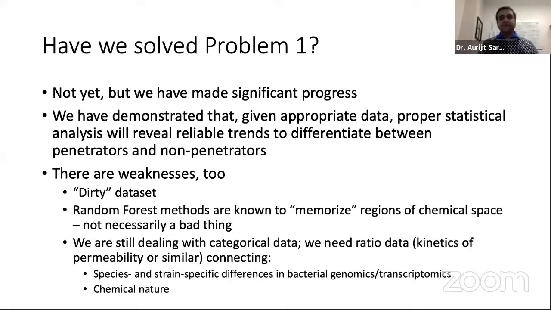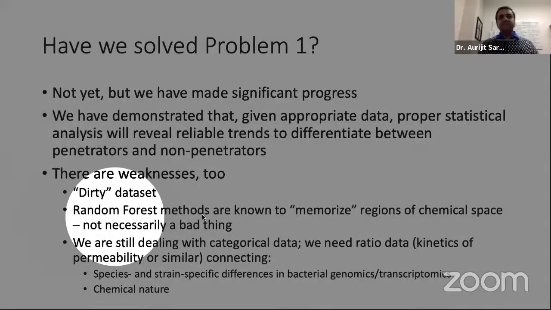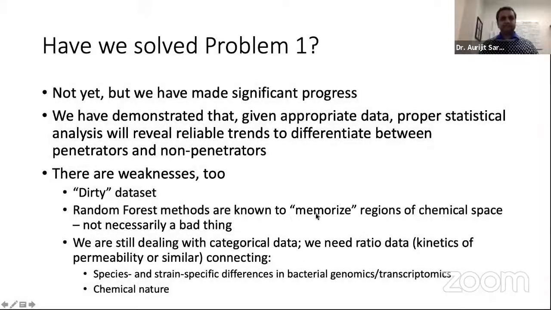We know for a fact that the random forest models are memorizing a little bit. It's taking this data point and saying, okay, it seems like it's a penetrator. So if this data point is right next to this one, this has got to be a penetrator as well. It's more of memory than really a mathematical model, if that makes sense. But that's not necessarily a bad thing. I mean, it's at least giving us reliable predictions, right? As a starting point, that's not bad at all.